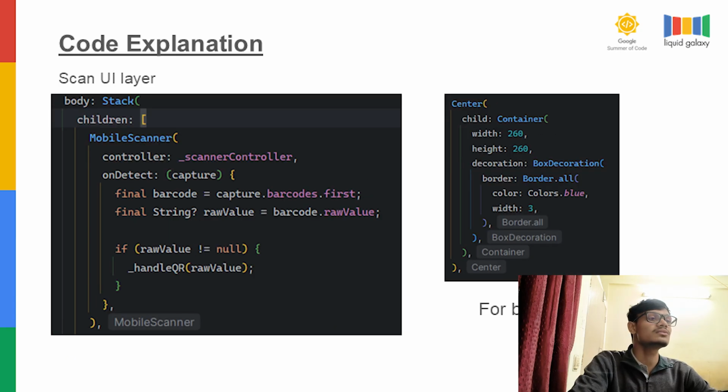After the functions, coming to the scan UI layer, the scanner listens continuously for a QR code and extracts the raw value from the detected barcode. And a simple box guides where to place the QR code for accuracy and user experience. This is all about the code.